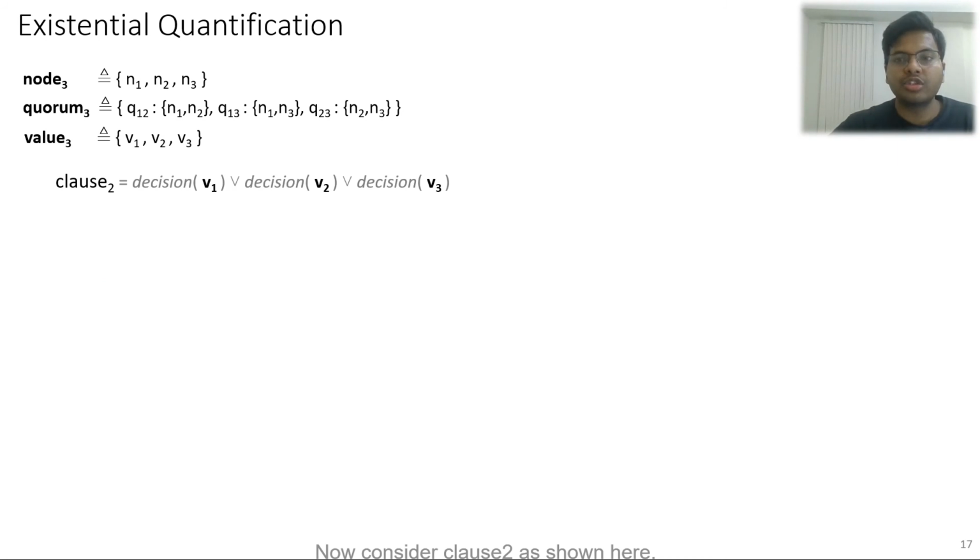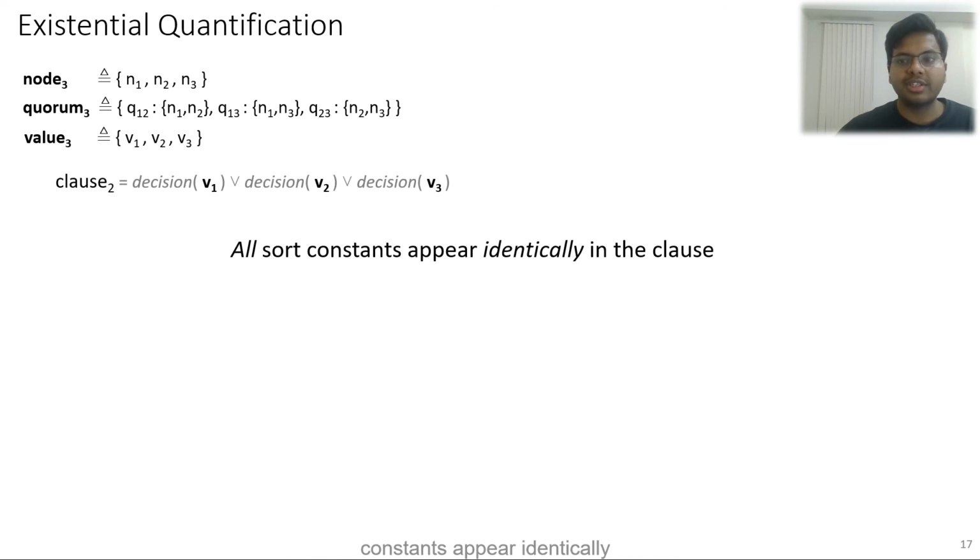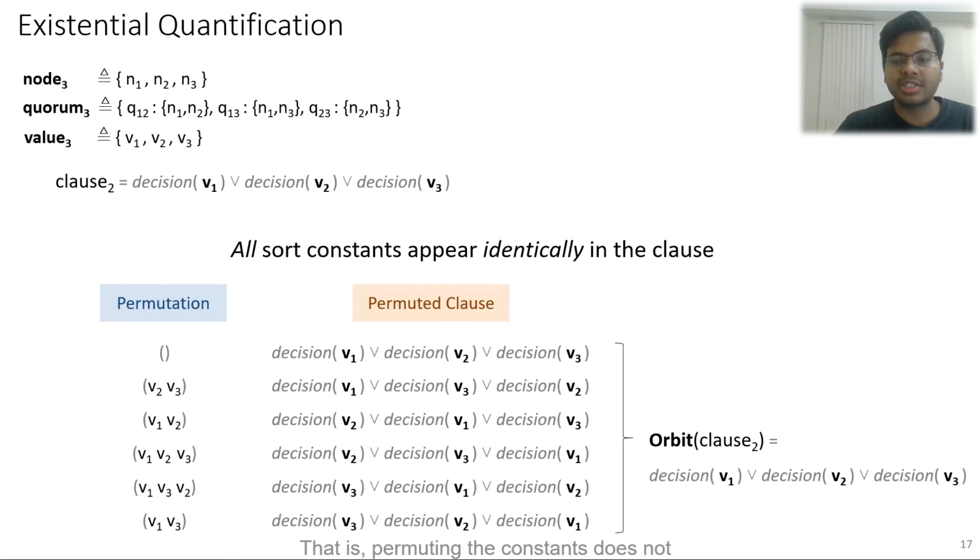Now consider clause 2 as shown here. It has all 3 value constants v1, v2 and v3, and further all of these sort constants appear identically in the literals of the clause. That is, permuting the constants does not give any new logically distinct clause. It simply rearranges the literals, and hence the clause orbit has just a single clause.